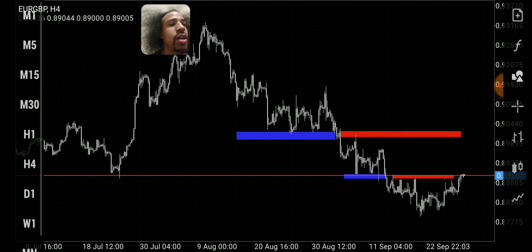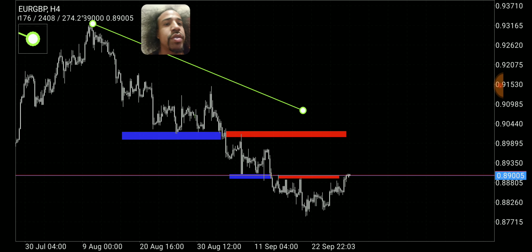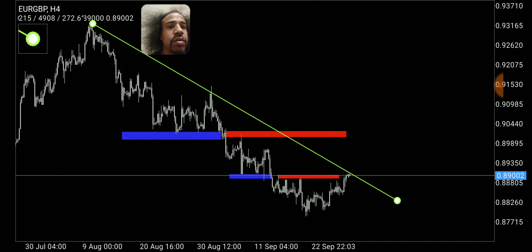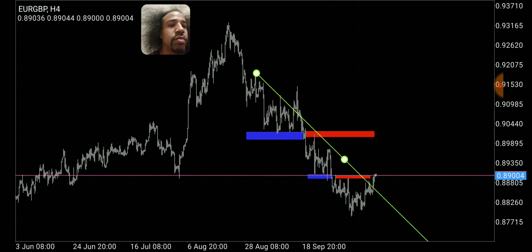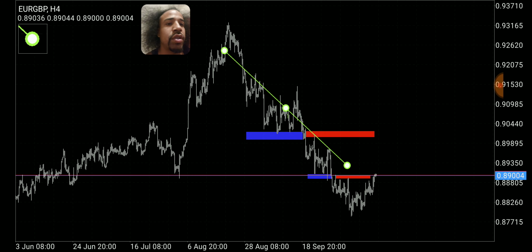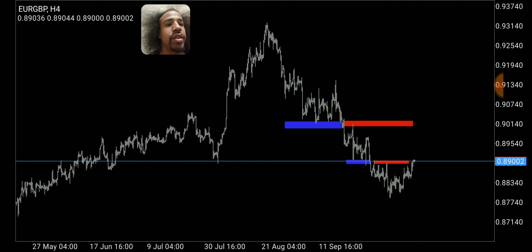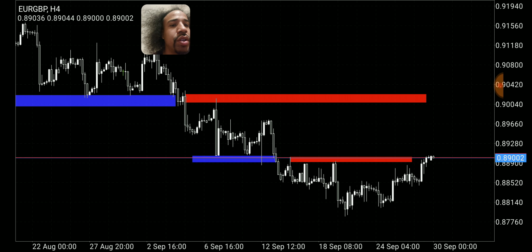Now we're on a higher time frame. I could try to do another trend line. Let's see if we have any better luck this time. Not much better there. What I'm going to go ahead and do now is switch it over to the daily time frame. I do see some key levels in between here.